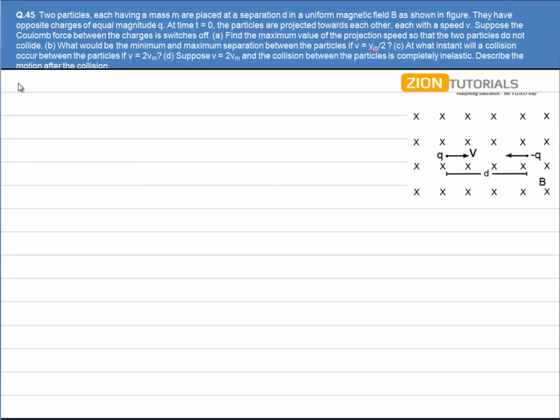In the first part, we have a condition that the velocity v is given to both of them, but the particles should not collide. That means the radius of both of them should be just equal to d, so that each of the particles can trace a complete circle without collision. So 2 times r should be equal to d.